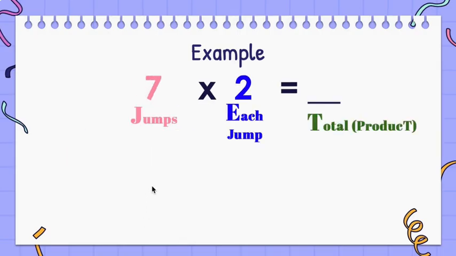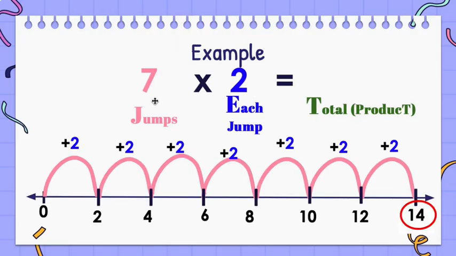On this next example, we have 7 times 2. We'll be making 7 jumps on the number line, and each jump is worth 2. So here on the number line, we have our 7 jumps, and each one is labeled with plus 2. And if we look down at the number line, we see that each place where the jump lands is labeled. So using that skip counting, we would be doing jumps of 2. We go 2, 4, 6, 8, 10, 12, 14. So our answer, or the product, our total, is 14.